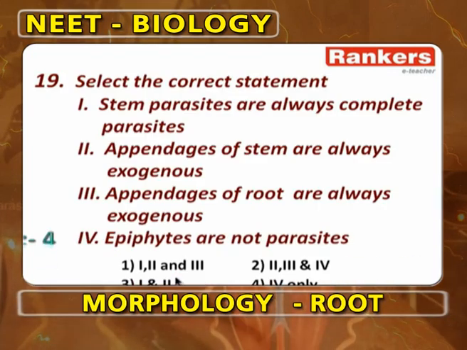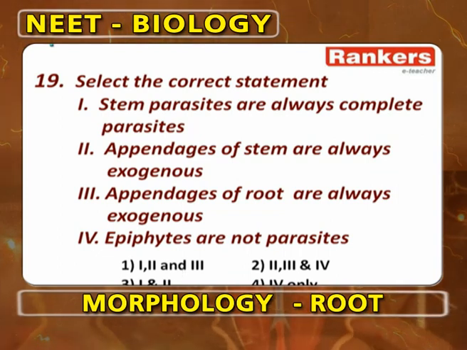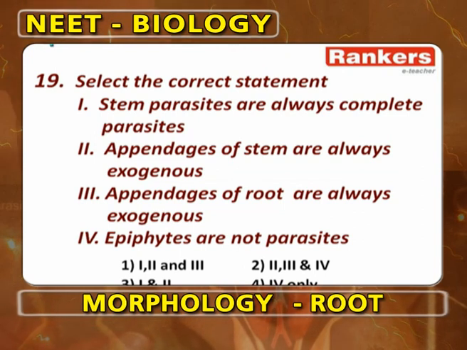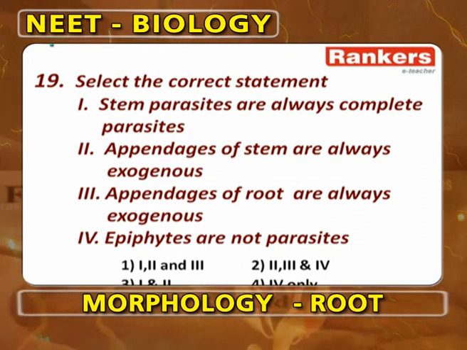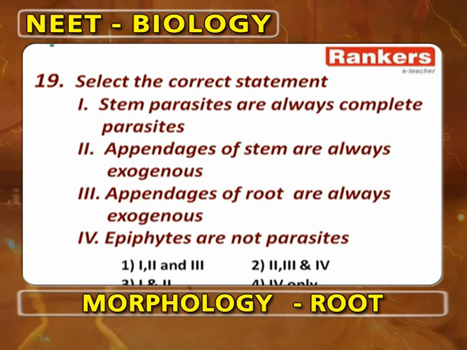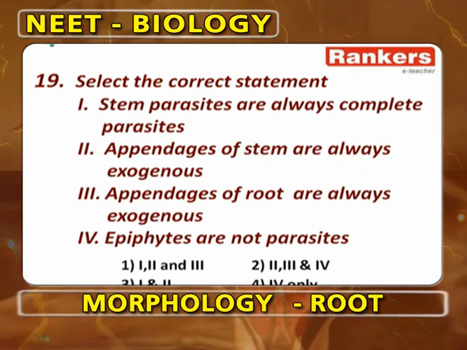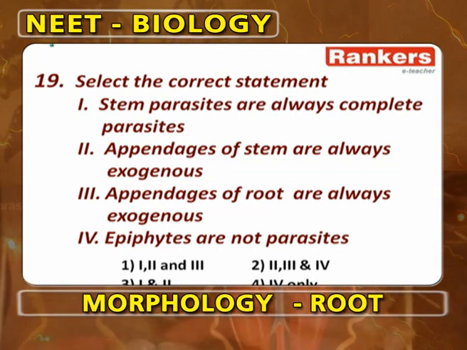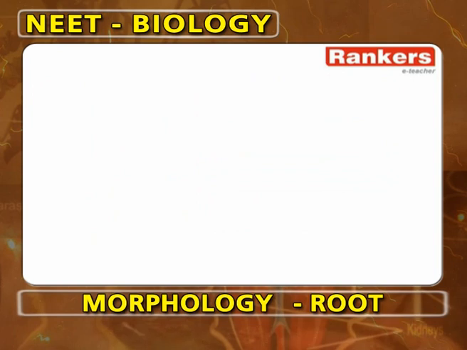Next, select the correct statement. Stem parasites are always complete parasites. We cannot say it. Appendages of stem are always exogenous. Wrong. They are endogenous sometimes. Appendages of root are always exogenous. Wrong, because lateral roots are endogenous. Epiphytes are not parasites is a correct statement. Epiphytes are not parasites.